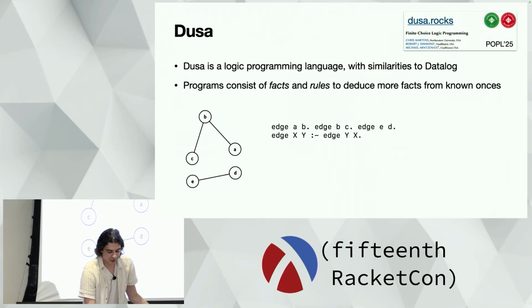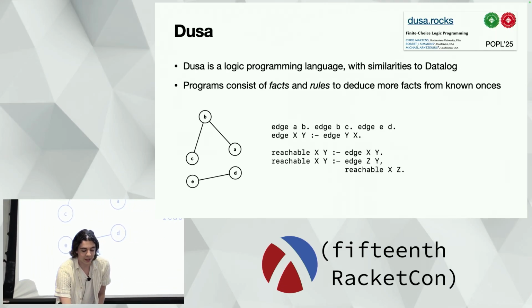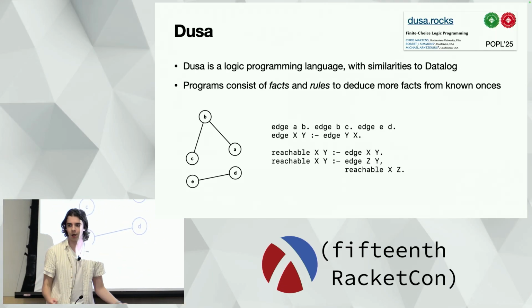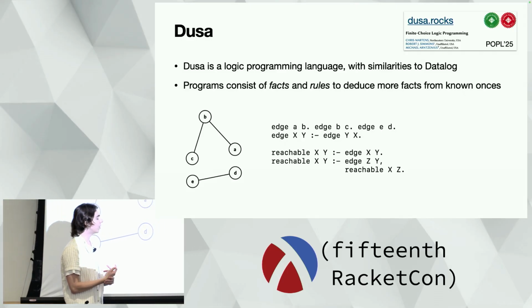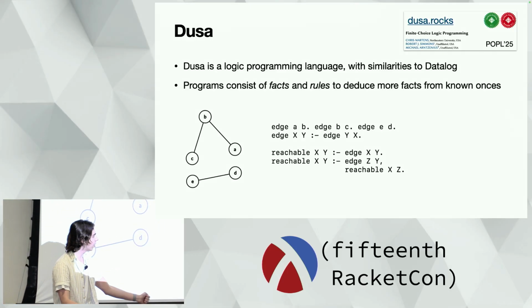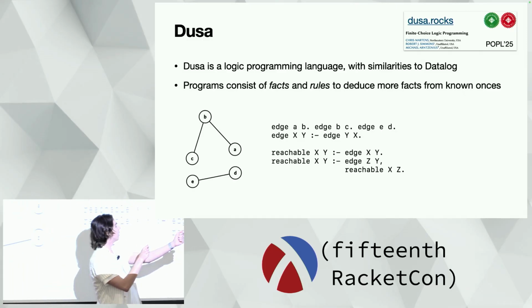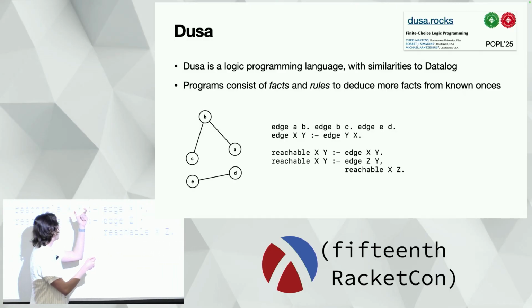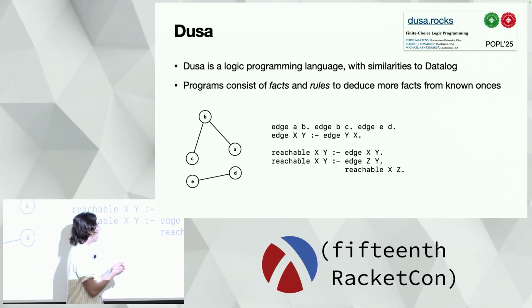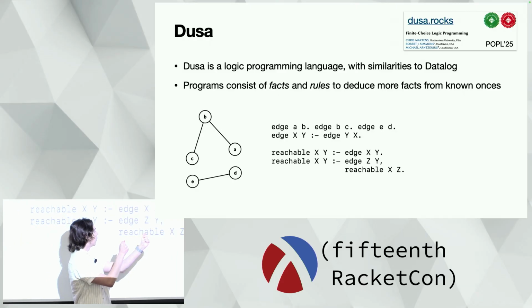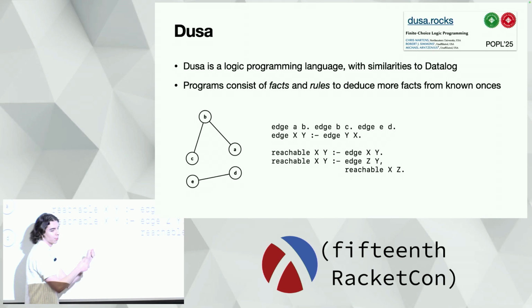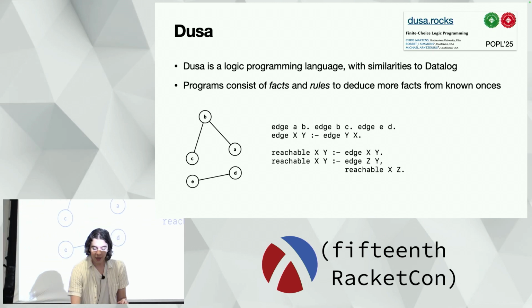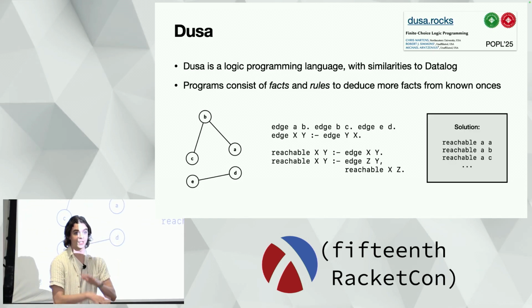Once we have encoded this graph in Dusa, we can then perform some computations on this graph. A classic program that one can write is computing which nodes are reachable from which other nodes. If there's an edge between 2 nodes, X and Y, then obviously you can reach Y from X. And similarly, if 2 nodes are reachable, and then there's another edge that tacks on, that is reachable as well. Then running this program will give a solution, right?